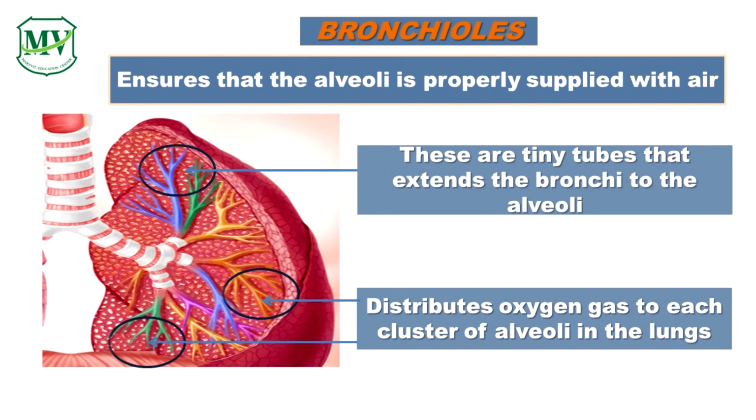The bronchi is then extended out into much smaller tube-like branches called the bronchioles. Its main function is to ensure the equal supply and distribution of air into the alveoli or air sacs.